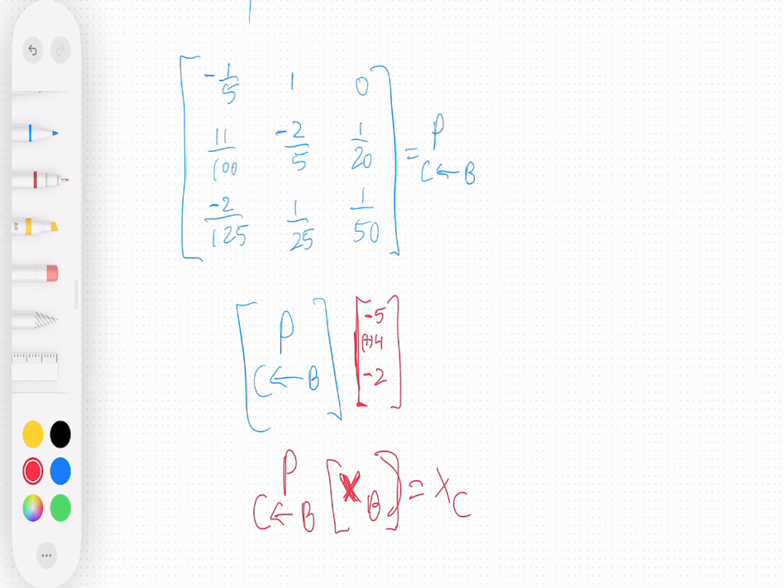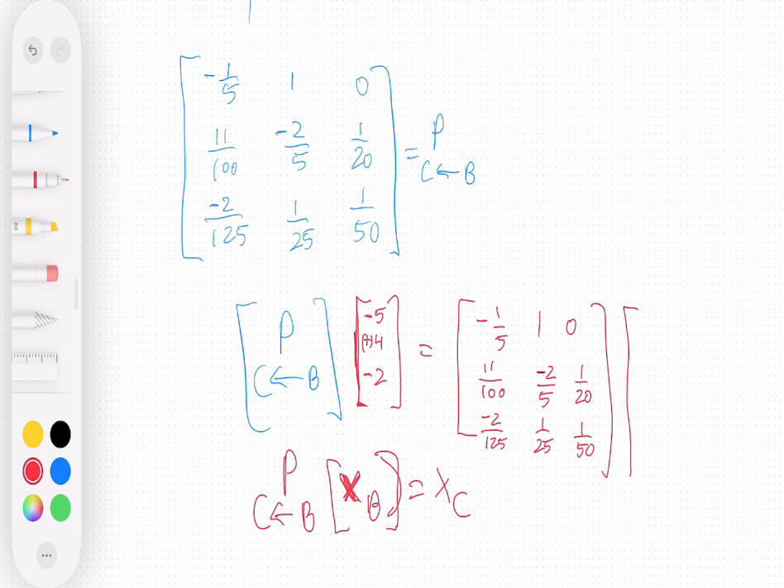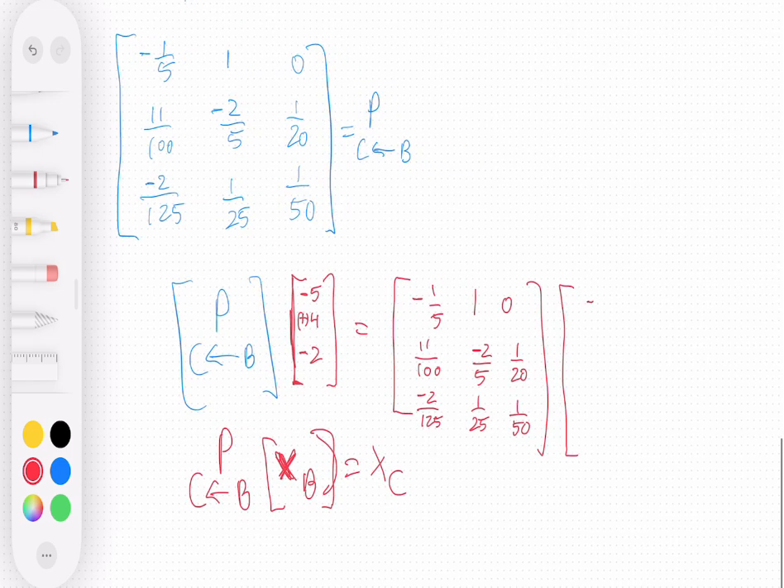This will be equal to -1/5, 1, 0, 11 over 100. Oh god, this is going to be not very fun to work with, but wow, I really chose a very, very difficult matrix. But sure, let's multiply that with -5, 4, -2. See, that's an easy vector.